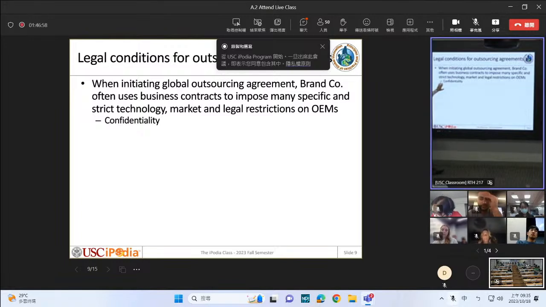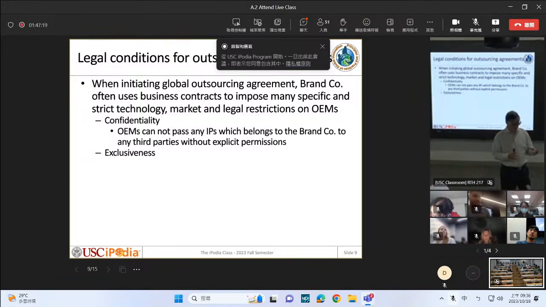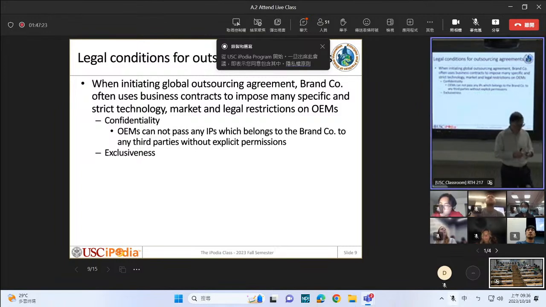That is, if I give you exactly the specification of my product, you shall not share it with anybody else. So this is number one, very important. The number two is exclusiveness. This is a very tricky one. That is, if you give me such a job, and I agree to take this job, I then have to promise you I will not take the same job from him.